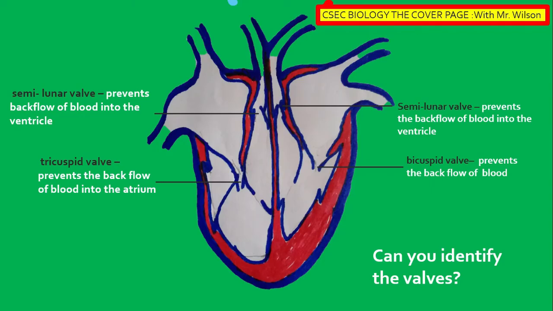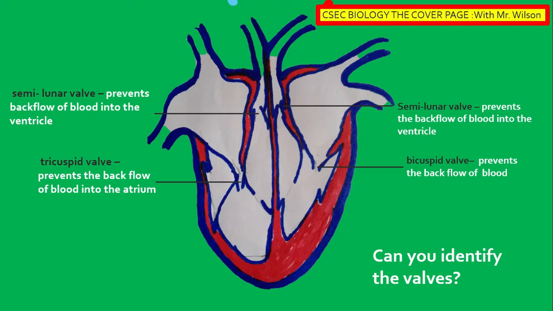Then we have the bicuspid valve, and the bicuspid valve is associated with the left side of the heart, and it prevents the backflow of blood like all other valves. Now it's very important to know that it gets the name bicuspid from the tendons that are attached. It's actually 2 tendons attached to the bicuspid valve.